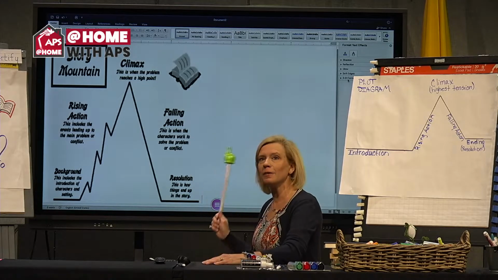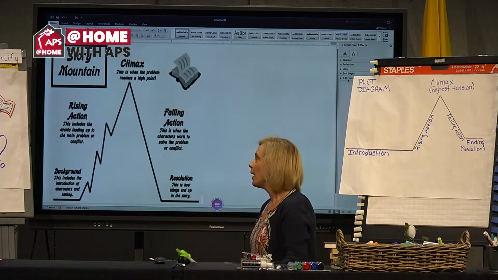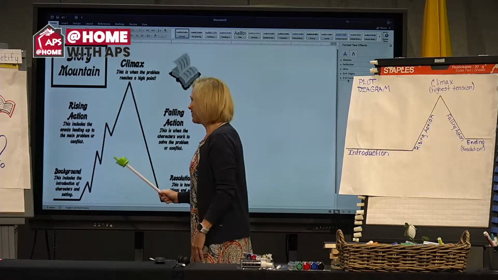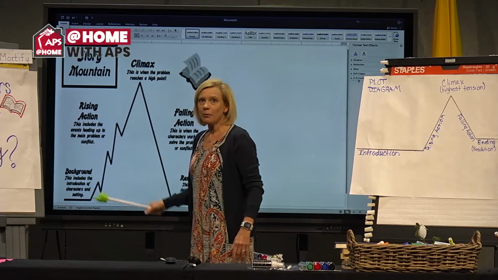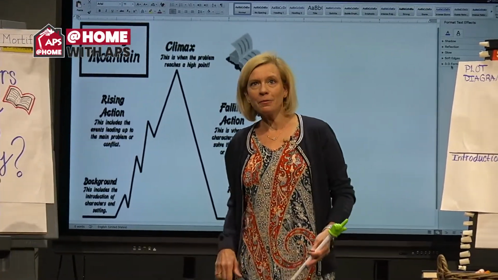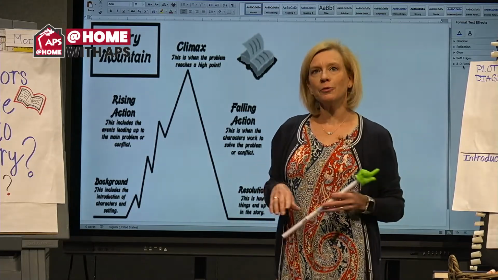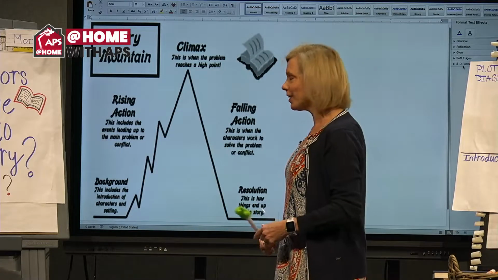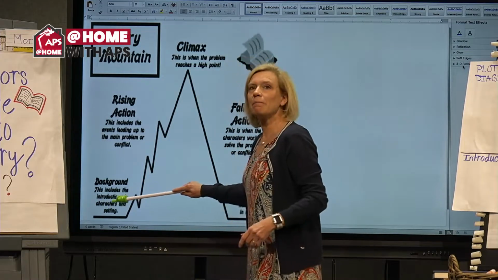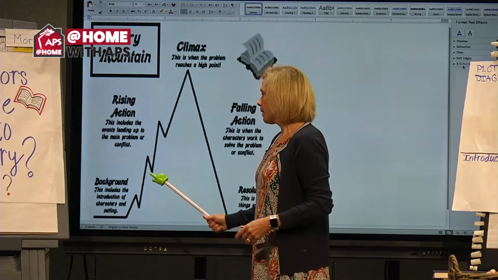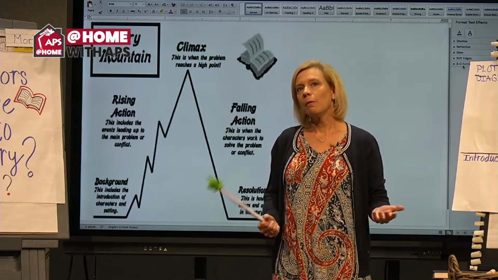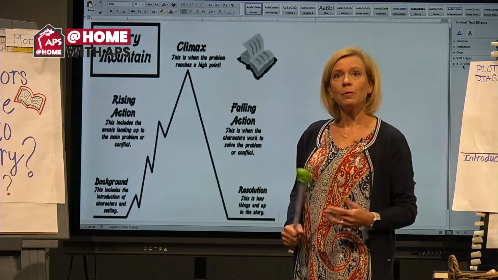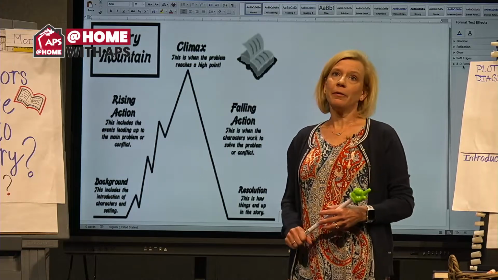So let's first take a look at our story mountain. And our story mountain sort of is exactly what it sounds like. We start out with the background. So what happens to those characters? How are they introduced to you? How does the story begin? Does it catch you? Does it have a hook? So that background is really important because it includes what we call the setting, where the story takes place, who the characters are. You might learn their names.